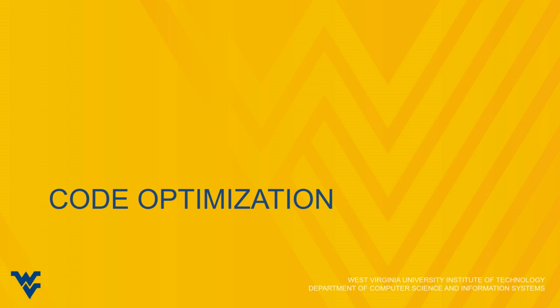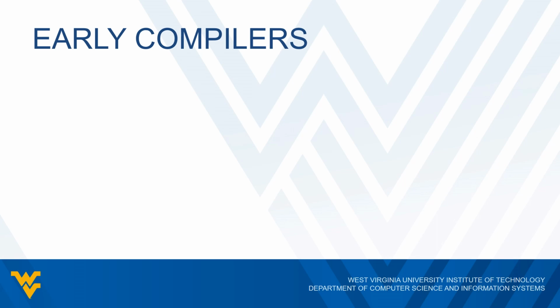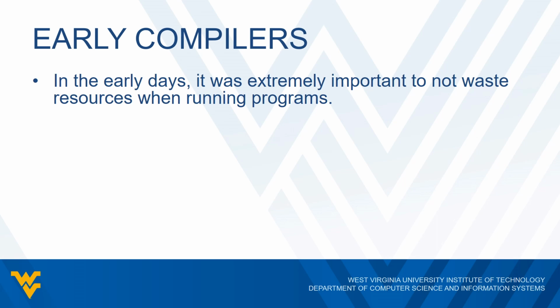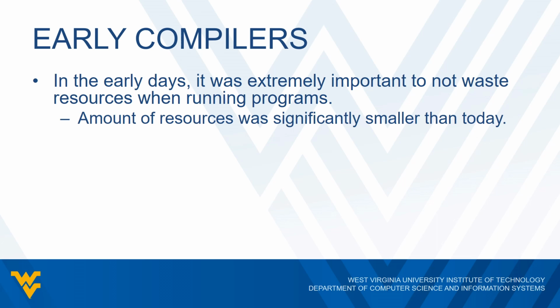We'll now discuss the final phase of the compiler process, which is code optimization. Back in the early days, when Fortran and COBOL were just being introduced, it was very important not to waste any resources when running programs. This is because there really weren't that many resources available, nowhere near as much as what's available today. There was a lot less memory, a lot less CPU power back then. I mean, we're talking about maybe a couple kilobytes at most, but there really wasn't a lot of room to work with. So we really couldn't have programs wasting any time or wasting any memory.